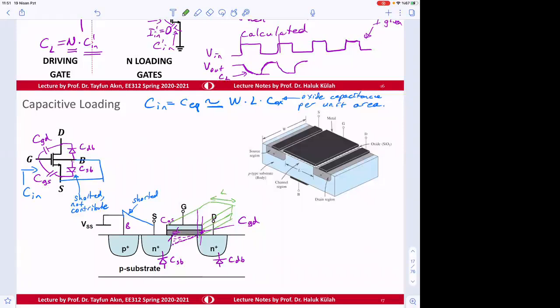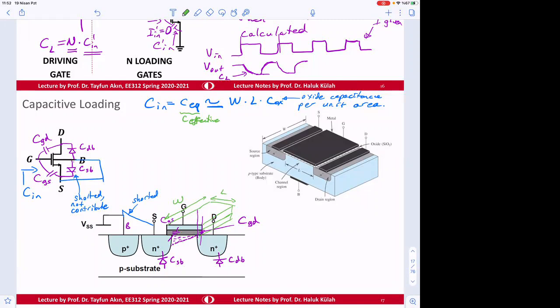And then this one is the W. So, the total area is going to be the effective capacitance, C equivalent or C effective, capacitance that can be considered as the load.